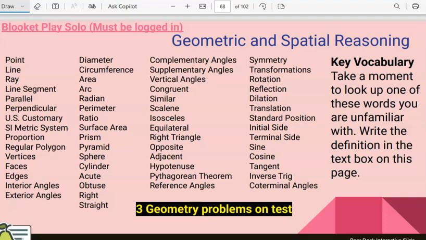In this video, we'll go over the slides for the geometric and spatial reasoning section that is on the TSIA math. Take a moment to look at these vocabulary words. If you're not familiar with some of them, look them up.